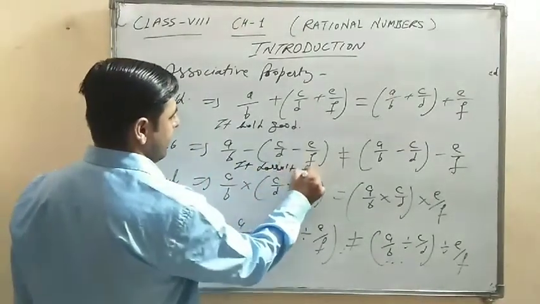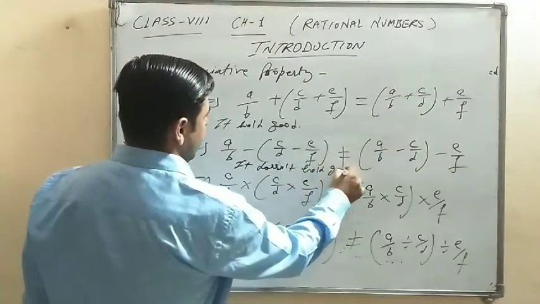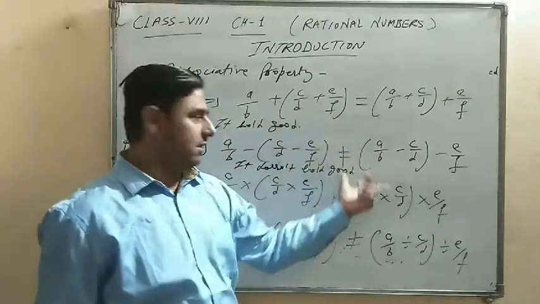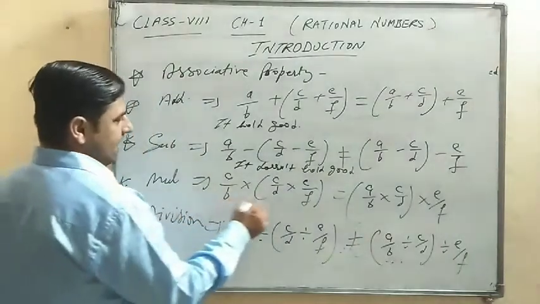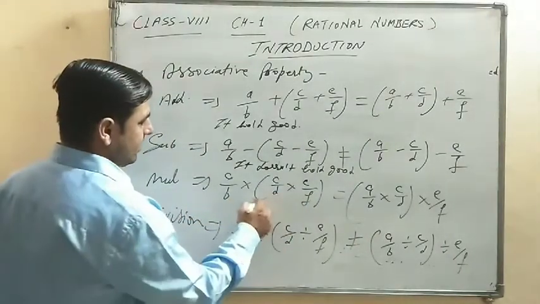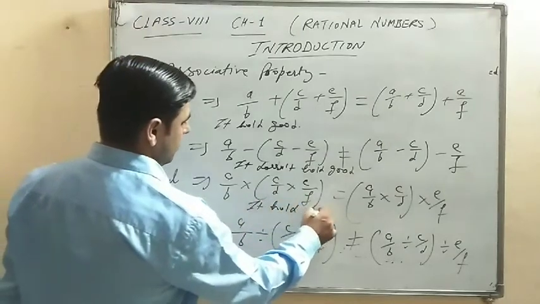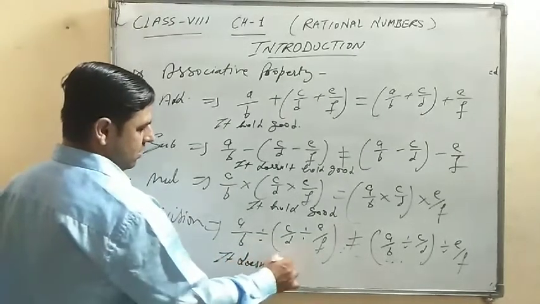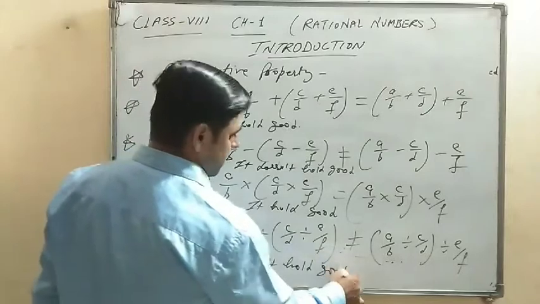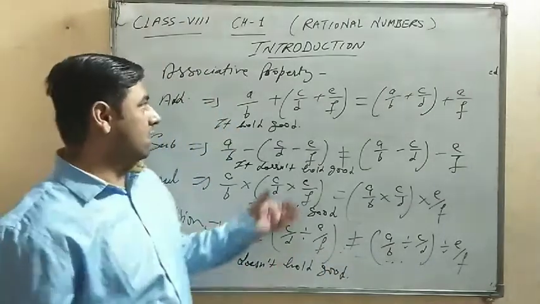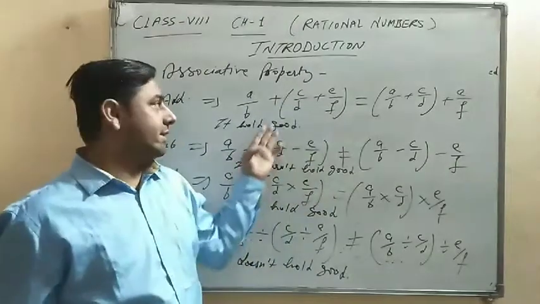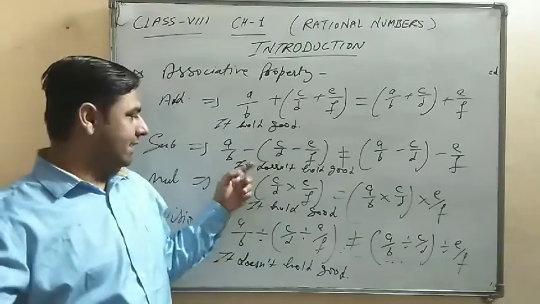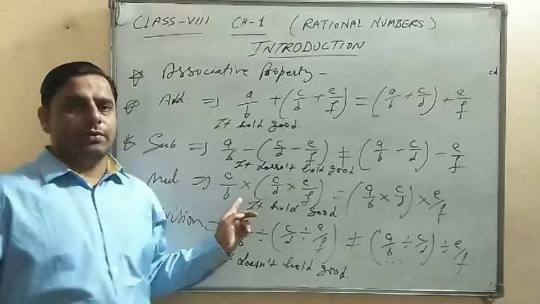Why? Because when you subtract, you will not get the same result from both sides. In multiplication you will get the same result from both sides, so it holds good. In division, it doesn't hold good. So, dear students, in this property also two conditions are good: first one is addition and second one is multiplication.